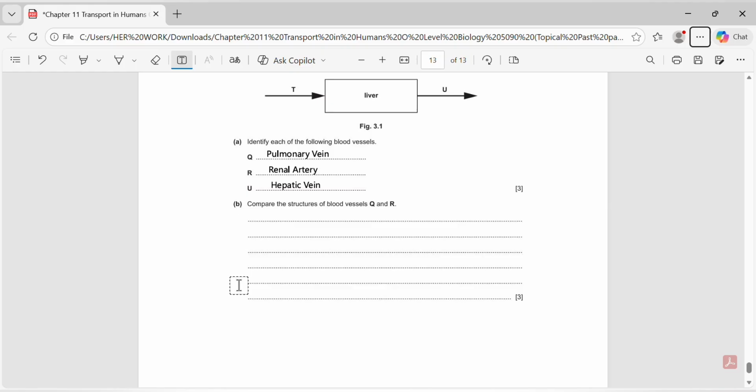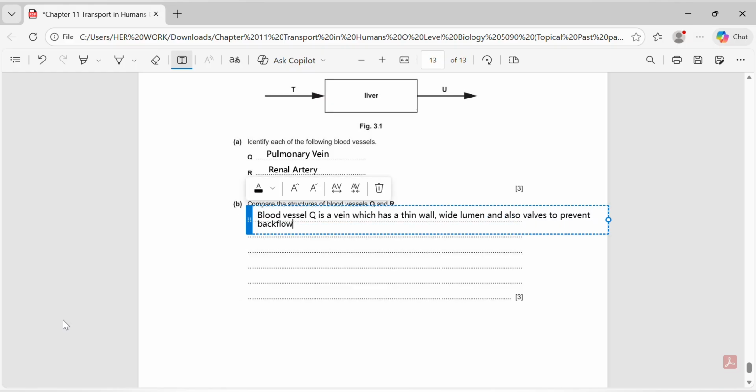So we will simply write, blood vessel Q is a vein, which has a thin wall, wide lumen, and valves to prevent backflow, while blood vessel R is an artery which has a thick wall, narrow lumen, and no valves to withstand high blood pressure.